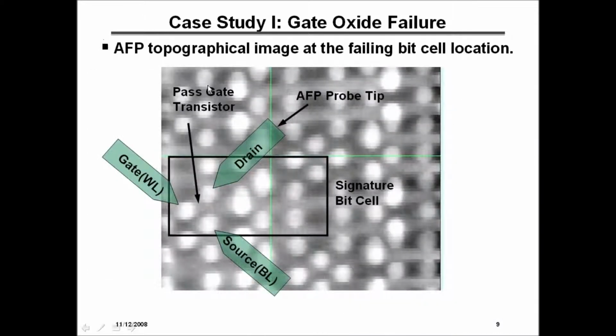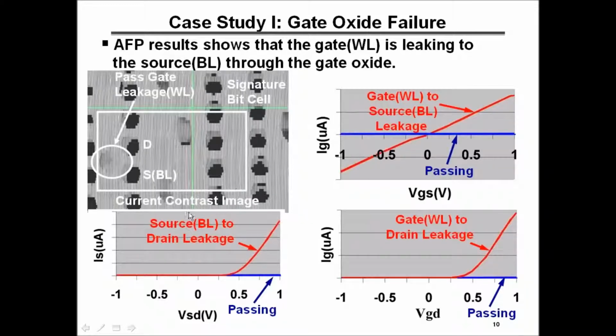And then at that point, we got our AFP, and we were able to do our nanoprobing of the failure. This is a topographical image, and here's the failing bit location, and this is our pass gate that we had identified through microprobing as the problem. And we probed it. With current contrast imaging, we could see that we had leakage on the contact for the gate.